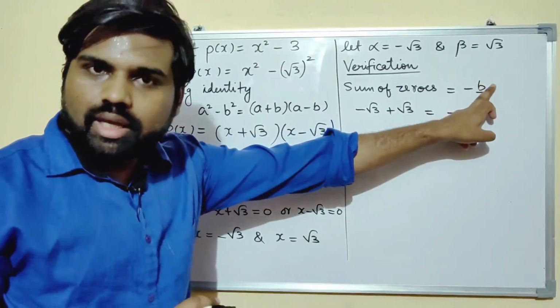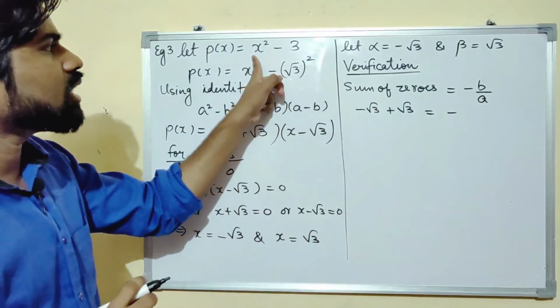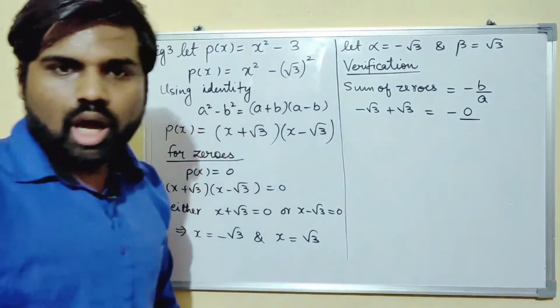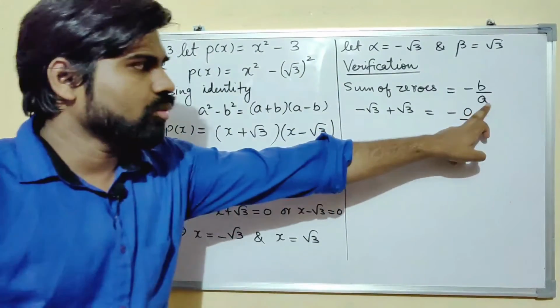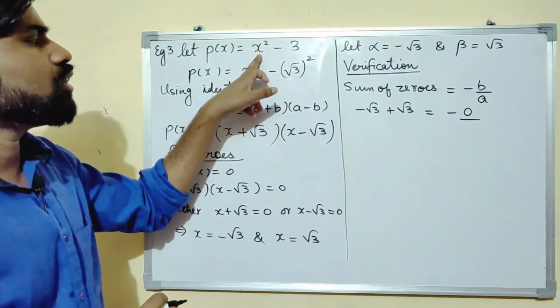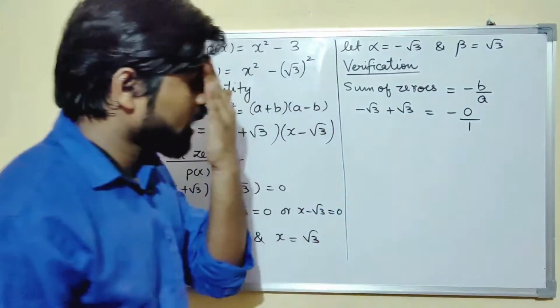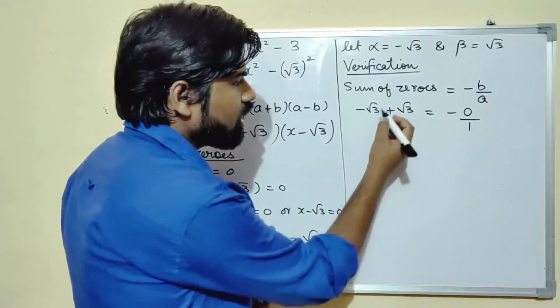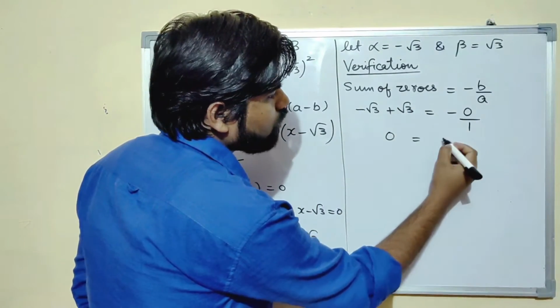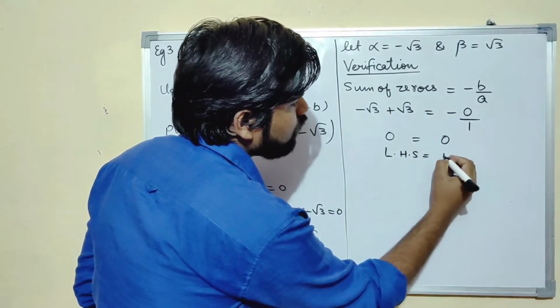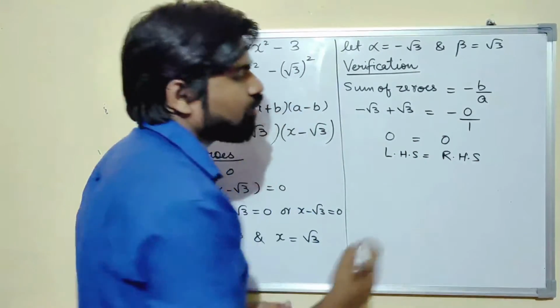What is b? b is the coefficient of x, and since there is no x here, we can write the value of b as 0 upon the value of a. What is the coefficient of x square? It is 1. That means the value of a will be 1. Now let us solve this. This will be 0 here and this will be 0 here. That means LHS equals RHS. That means the very first relationship is verified.